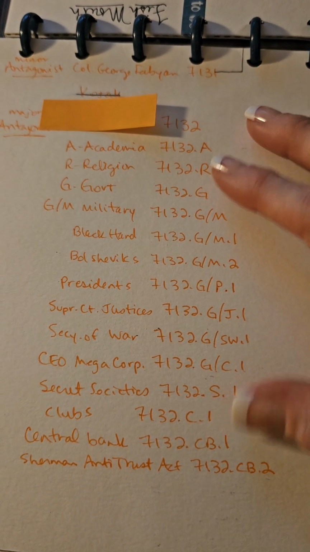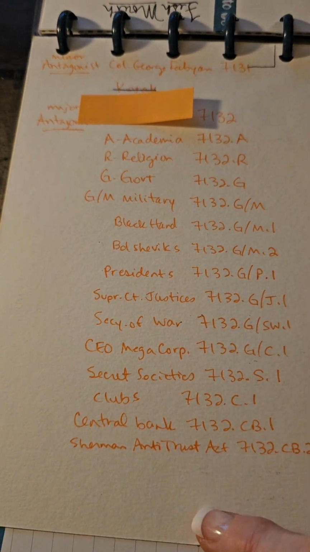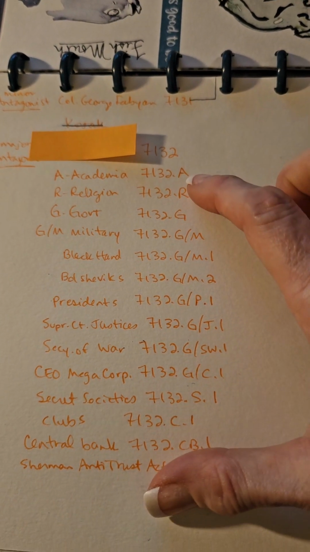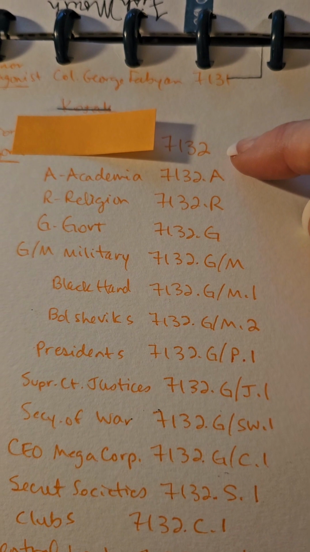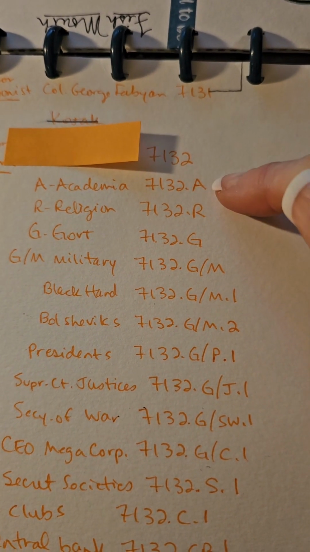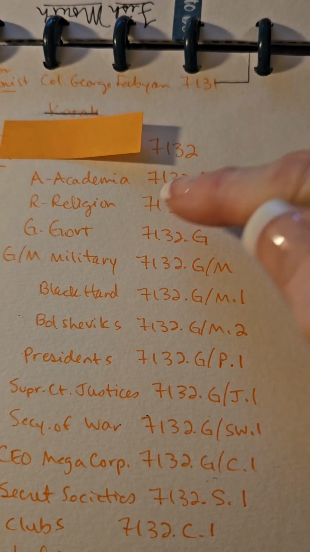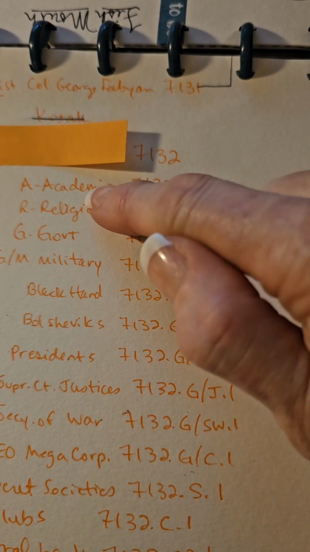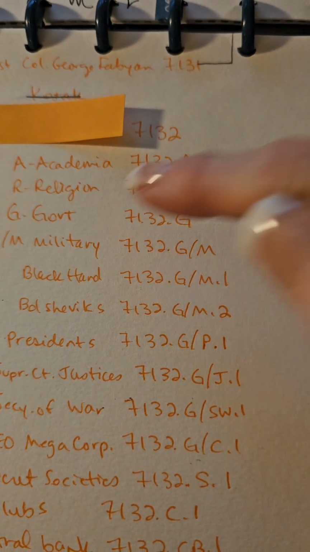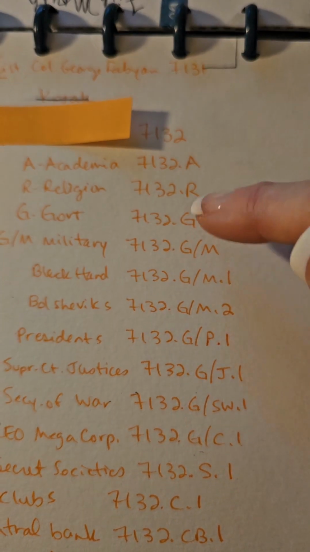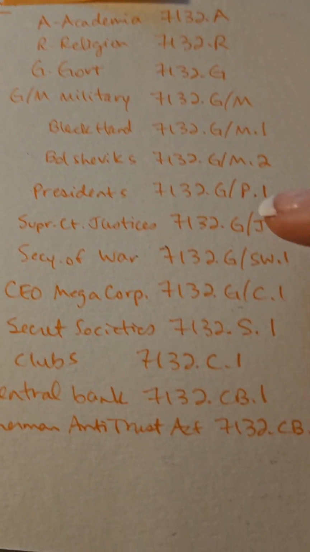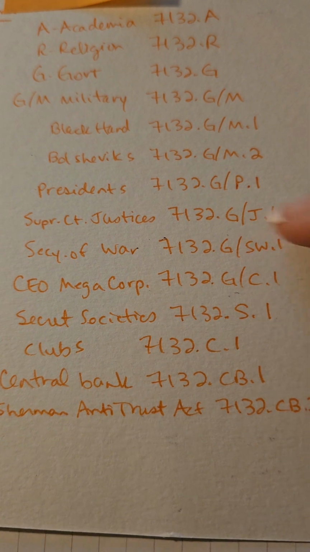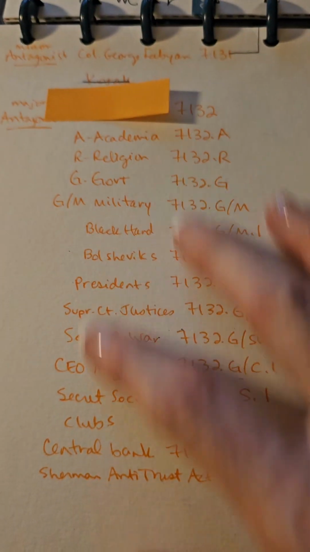to find my information. This is a breakdown of my major antagonist. You can see there's a lot of them, but the reason is because antagonists are 7132 generally, but I needed to break them down more specifically. For example, 7132.A is academic. .R is religion, .G is government, and those are broken down even further by military, and so forth. .P is presidents, .J is Supreme Court justices, so you get the idea.